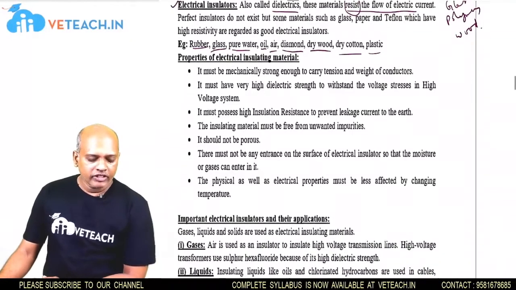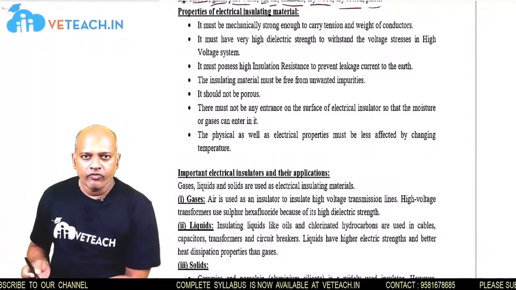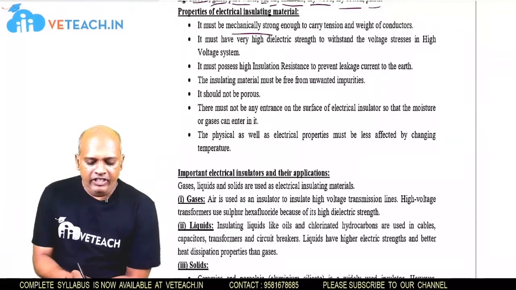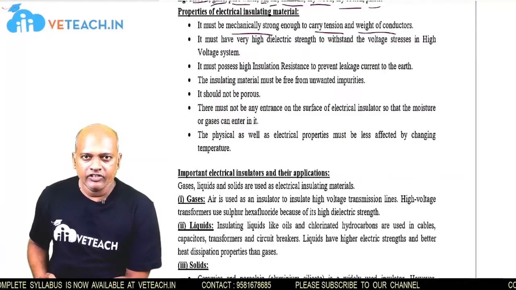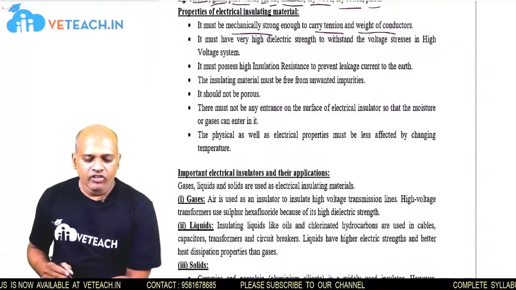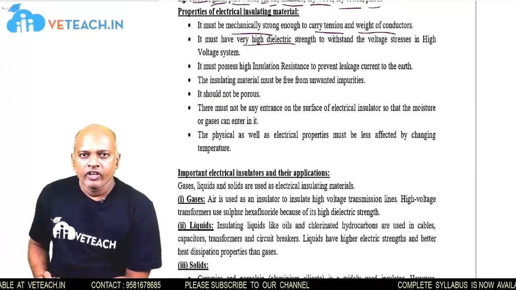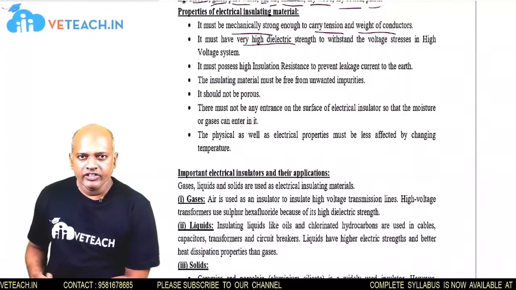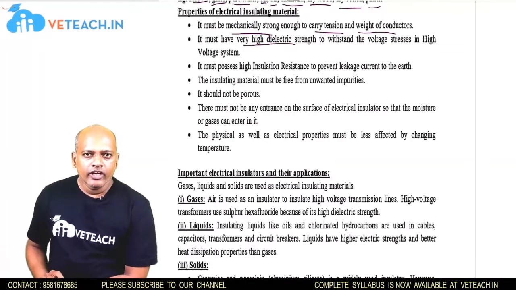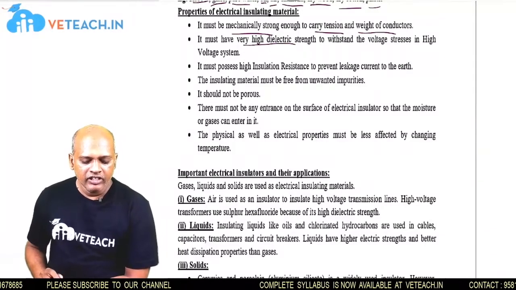Now, what are the properties of electrical insulating materials? An electrical insulating material should be mechanically very strong in nature, because it should carry the tension and weight of the conductors. So the first property of a good electrical insulator is being mechanically very strong. Next one, dielectric strength value. As the dielectric strength value increases, the insulating capacity of that material also increases. So a very good insulator should have a very high dielectric strength value.